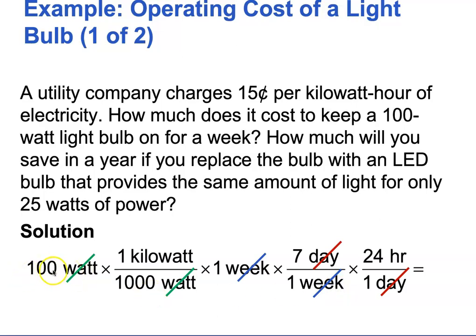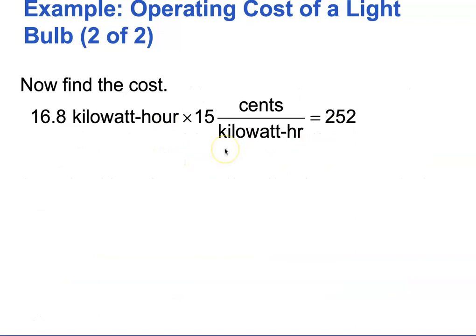So I'm going to take 100, divide it by 1,000, and multiply it by 7 and by 24. So how much does it cost to keep a 100-watt light bulb on for a week? First of all, it is 16.8 kilowatt hours. And then you go back up here and they charge 15 cents per kilowatt hour. Because remember, they want to know how much it costs, not how much you use.